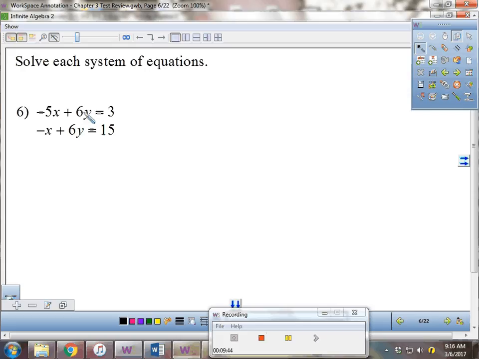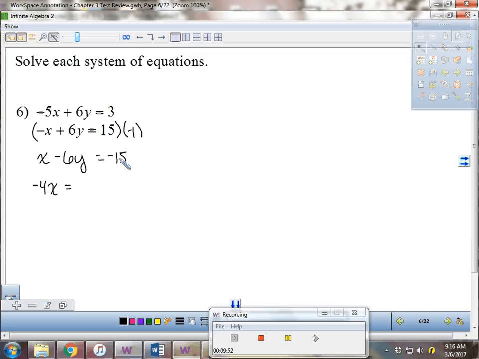Alright, so this one would be easy to eliminate the y because I just need one of these to be negative. So let's just multiply the second one by negative 1. You could do the first one too, it doesn't matter. So this would give me positive x, negative 6y, and negative 15. So when I add those together, negative 5x and positive 1x would give me negative 4x. The y's will cancel, and then negative 15 plus 3 would be negative 12. So when I divide by the negative 4, x is positive 3.